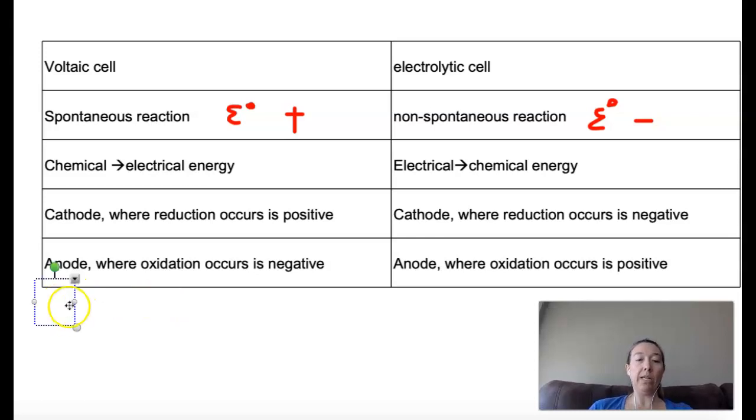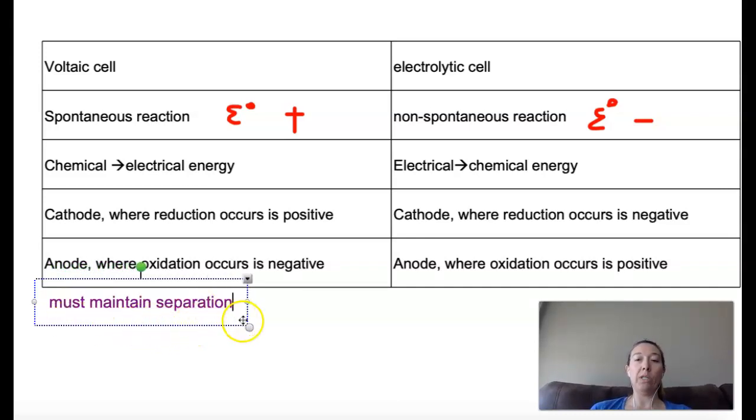Okay, and in a voltaic cell, we must maintain separation, right? We did that either by having two separate containers or by having a porous cup, some type of porous membrane that separated the two sides of our container. We had to do that because it was spontaneous, and if we didn't have separation, the electrons would have just flowed automatically.